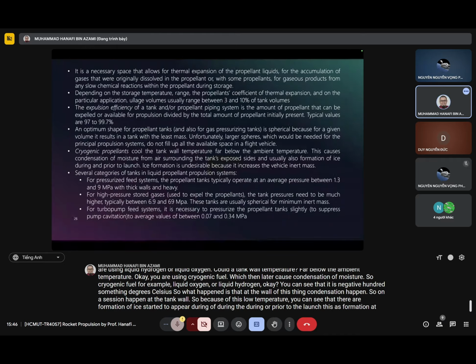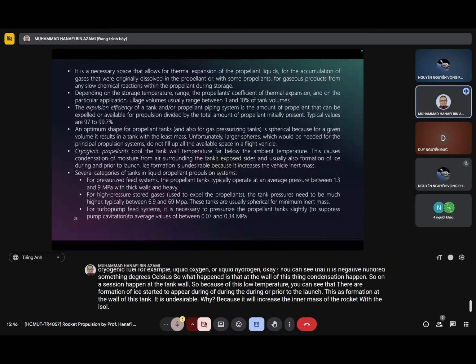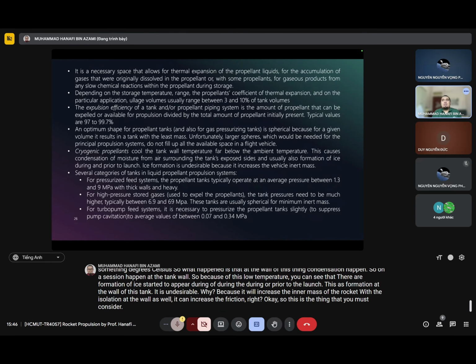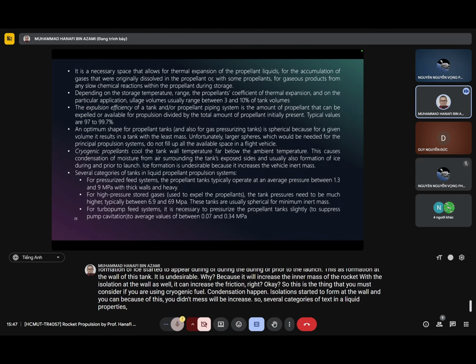This ice formation at the tank wall is undesirable. Why? Because it will increase the inert mass of the rocket. With ice formation at the wall, it can also increase the friction drag. So this is something you must consider if you are using cryogenic fuel. Condensation happens, ice starts to form at the wall, and because of this, the inert mass will increase.